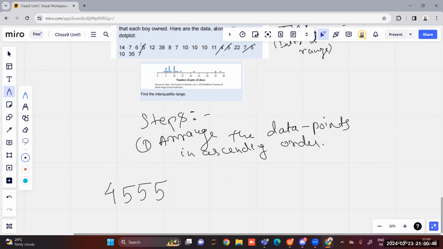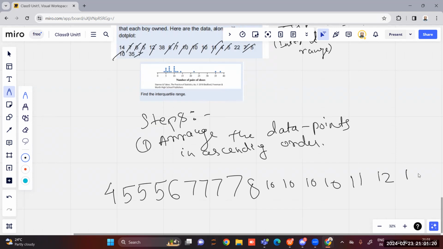Then the next one is six. Six is one. Then seven: one, two, three, four. Four sevens are there. Then eight is one. And then nine. No, 10 are there: one, two, three, four. 10 are four. Then 11 is one, 12 is one and 14 is one.